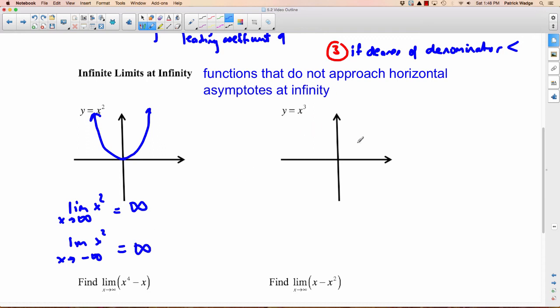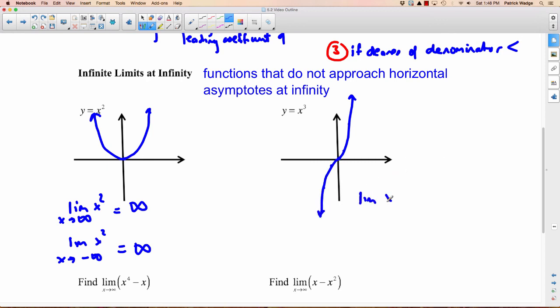Okay, y equals x cubed. Remember what that looks like? Well, let's just throw a few points in there if you forget. 0 cubed is 0, 1 cubed is 1, 2 cubed is 8, 3 cubed is 27. It's up really high there. How about the other way? Negative 1 cubed is negative 1, negative 2 cubed is negative 8, negative 3 cubed is negative 27. It looks something like this. So let's look at our limits there.